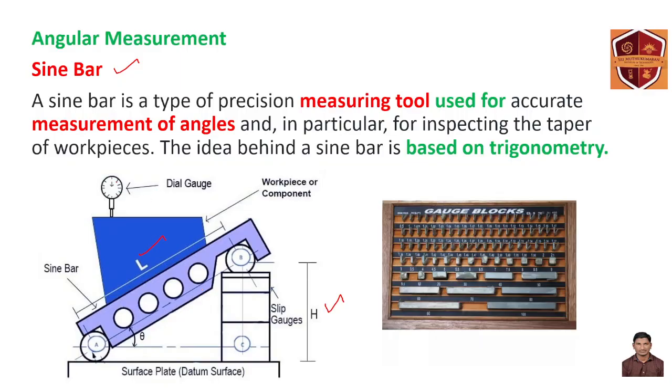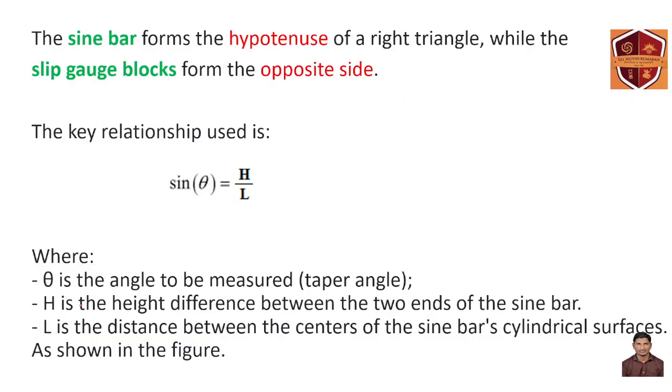If the dial gauge does not oscillate, the reading is correct. Then you can measure the height or you can measure the angle. By using this trigonometric relation, you can easily find out the angles. Sin theta is equal to height by length. So you can easily find out the angles using these formulas.